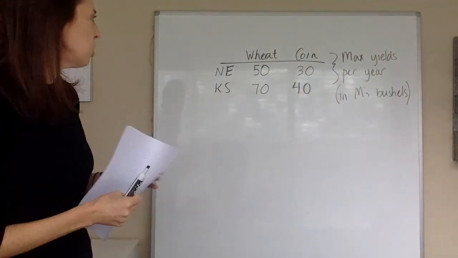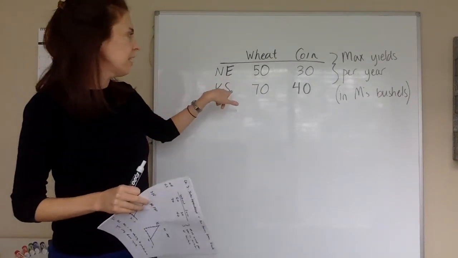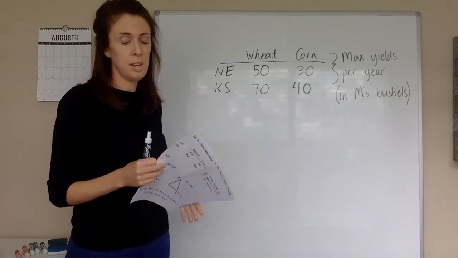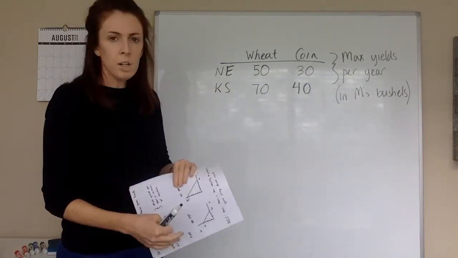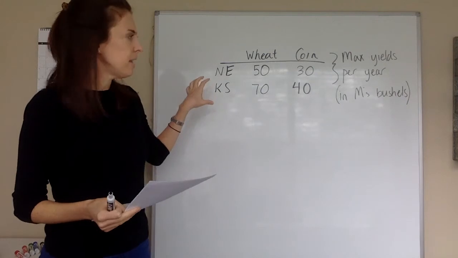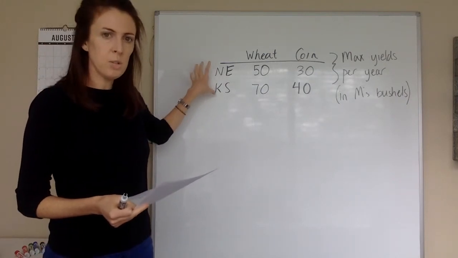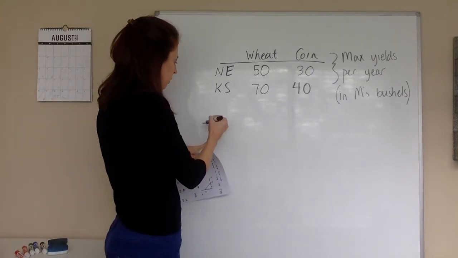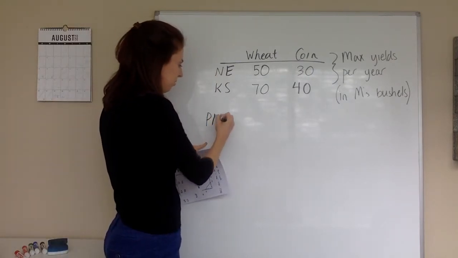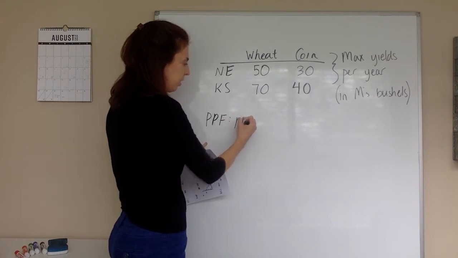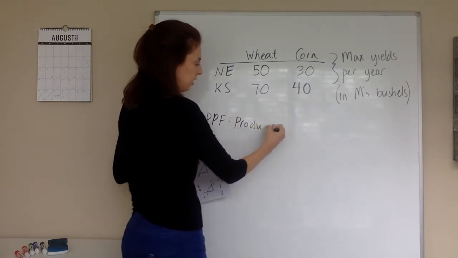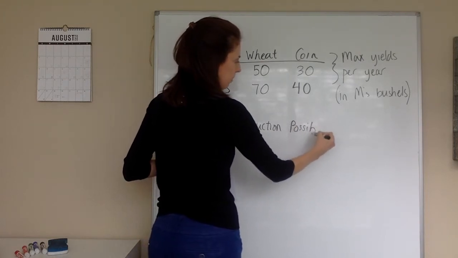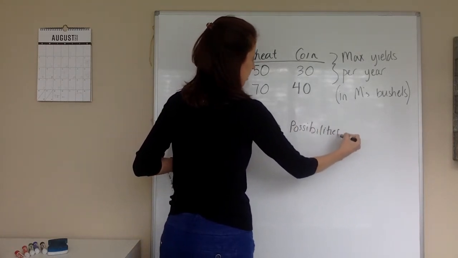So we've got two places that can produce two things, and on the table we have the maximum number of units that each place could produce of each thing. Well, what an economist can do with this is we can take these maximum yields and we can use them to construct something called a production possibilities frontier. So we usually abbreviate this as a PPF, but PPF stands for Production Possibilities Frontier.